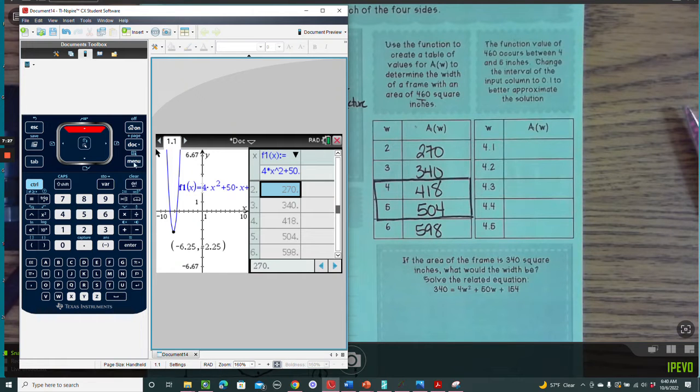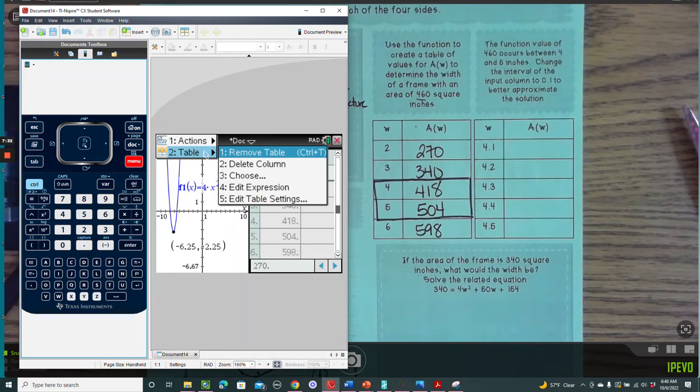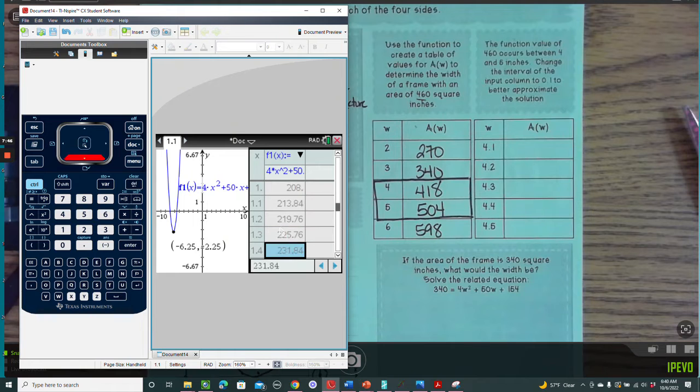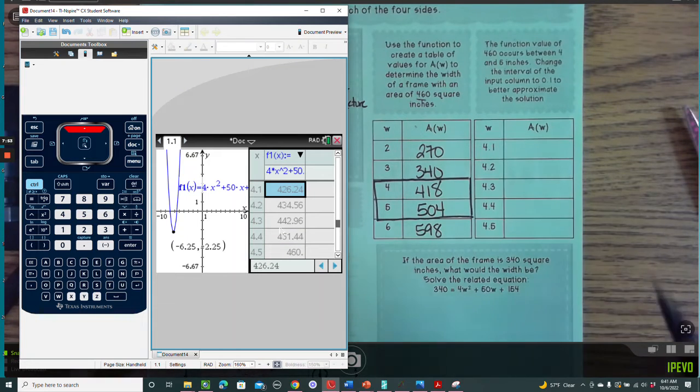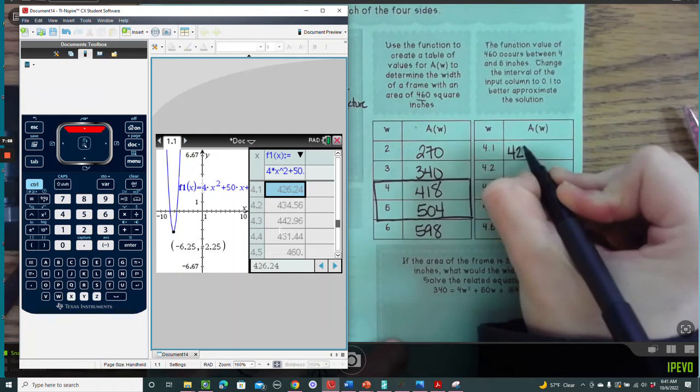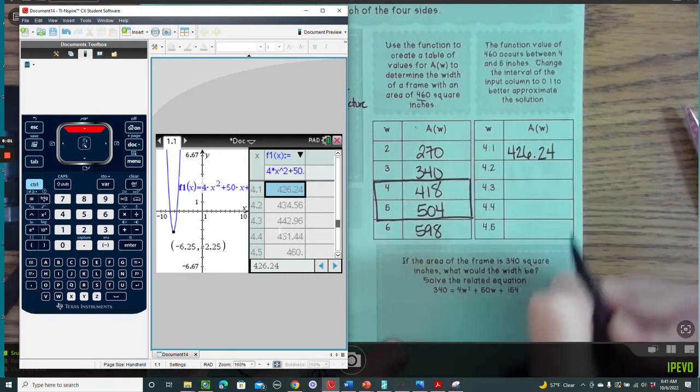So what I can do with this table, I can do menu, and then table, and then I can edit the table settings. See where it says table step is 1? I'm going to change that to 0.1. Now you could also plug and chug with this. You could plug in the values of 4.1, 4.2, and work them by hand. So 4.1 is 426.24.